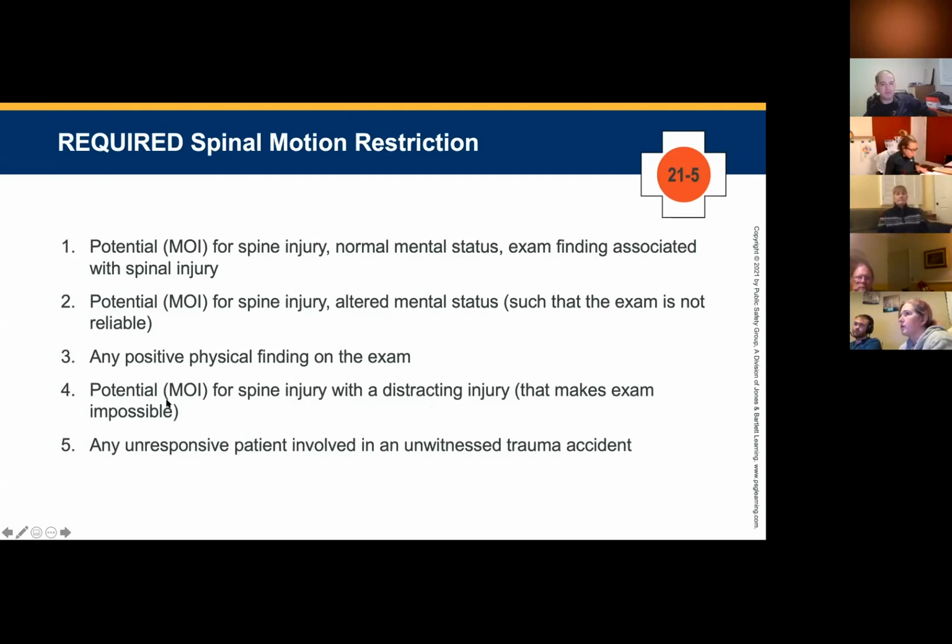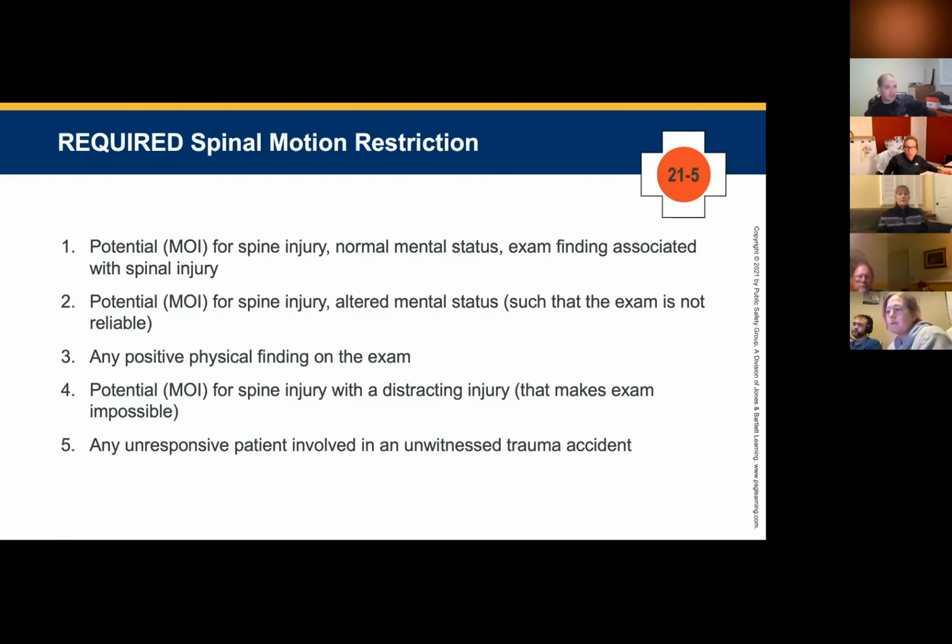And then moving to number 4, talking about a distracting injury. Can anybody describe to me what a distracting injury is? It's an injury that you end up focusing on and not really looking at another injury because it appears worse or more painful for the patient at that time, and you miss the other one, or it takes away from the importance of the other one.